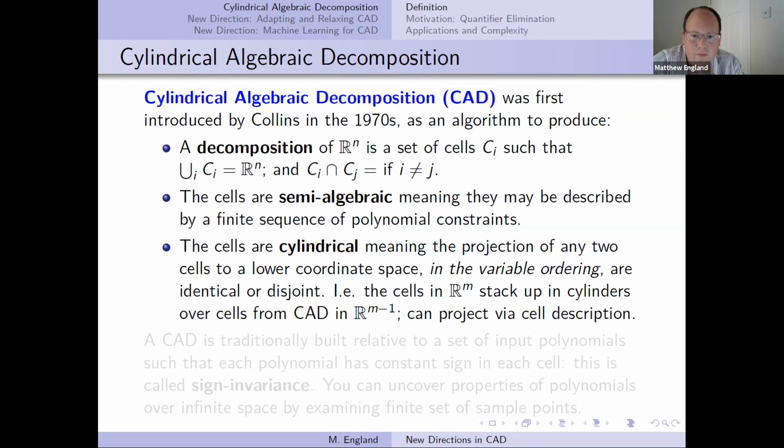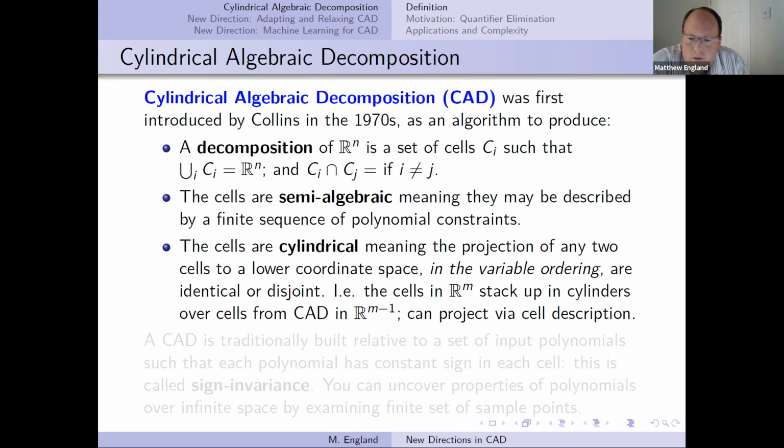By a decomposition, we mean exactly what you think we mean by that word: splitting a space into cells such that the union of the cells is the whole space and that the cells don't overlap. Sorry, my empty set hasn't come through on the slide there. Apologies, first typo on slide 1, so the intersections should be empty. And we're thinking about decomposing R^n. These cells are going to be semi-algebraic, although in the definition we just use the word algebraic, which means they're described by polynomial sign constraints.